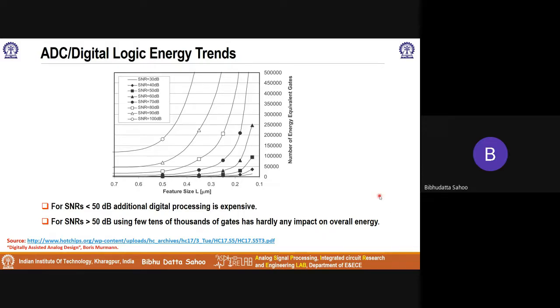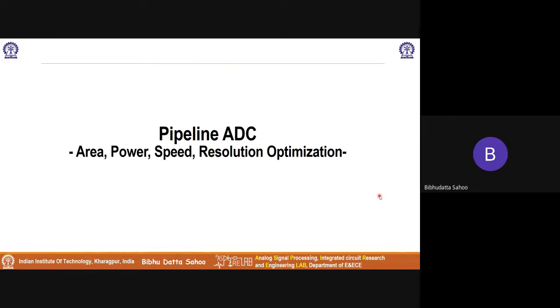So I'll move on to the next one. I'm picking a pipeline ADC as a test bed to show how the power, area, speed and resolution optimization come into play.